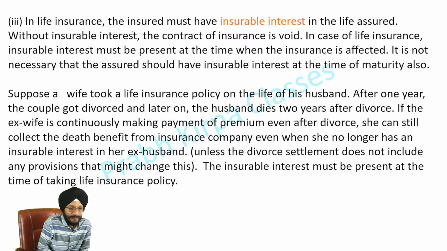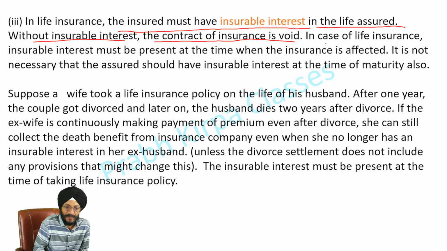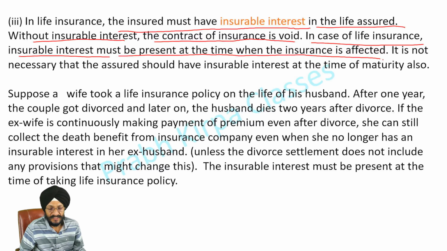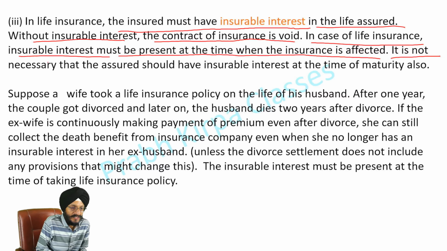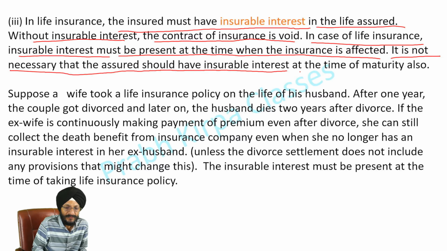In life insurance, the insured must have insurable interest in the life assured. Without insurable interest, the contract of insurance is void. In the case of life insurance, insurable interest must be present at the time when the insurance is affected or taken. It is not necessary that the assured should have insurable interest at the time of maturity also.